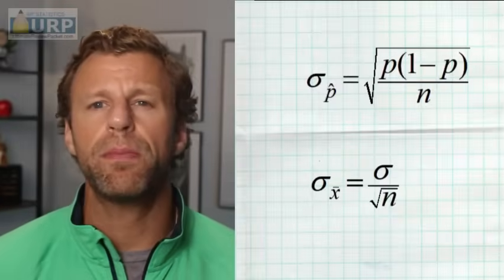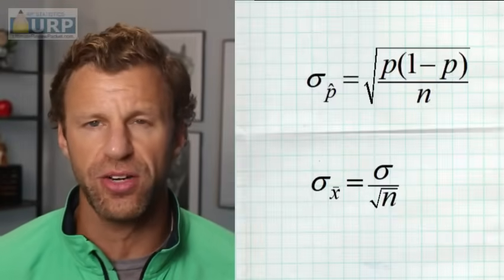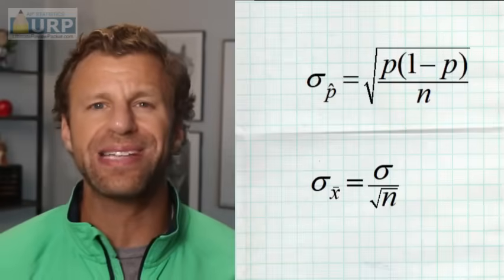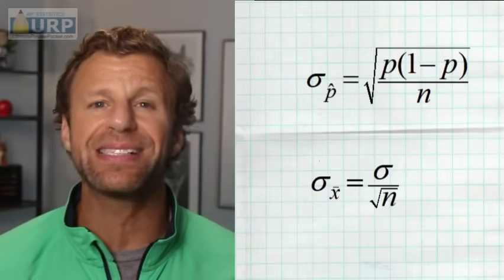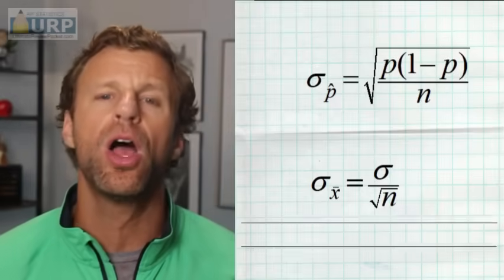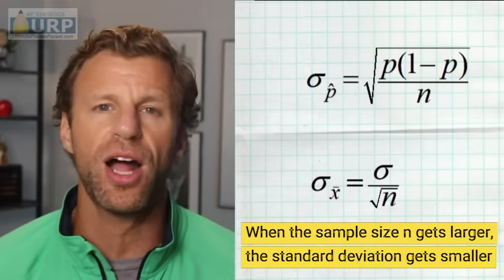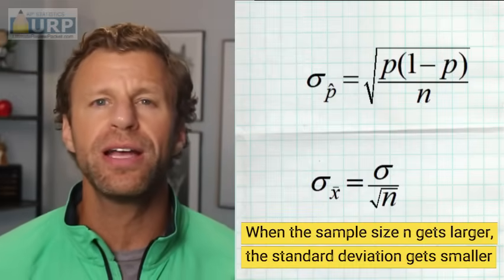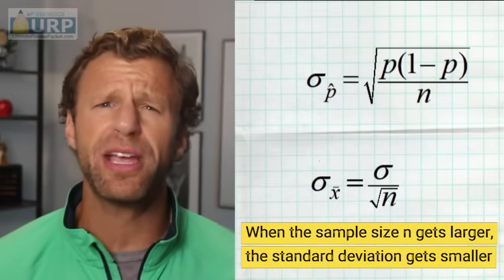Now, the last thing I want to mention in this unit is I want you to notice that in all of the formulas for standard deviation, the sample size n was in the denominator. Now, what that means is that as the sample size gets bigger, our standard deviation gets smaller. That's a really important concept to understand. Bigger samples vary less. Actually, that should make complete sense.